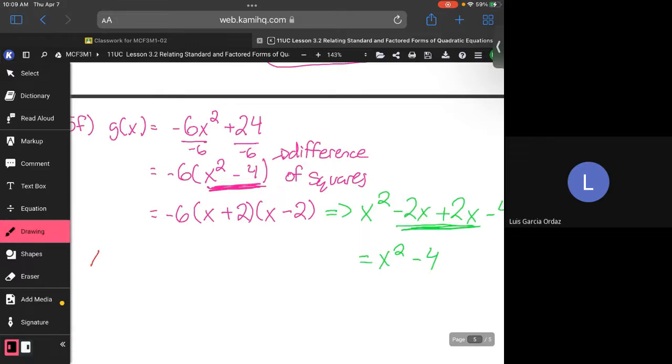Okay, so now I need to figure out my x-intercepts. What would my x-intercepts be? Olivia? Yep, x is equal to negative 2, and x is equal to positive 2. Does it matter which order the x-intercepts are in? Usually you would write them from least to greatest, so negative 2 first and then 2.